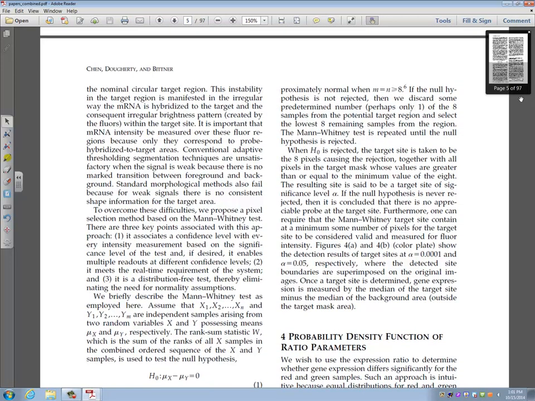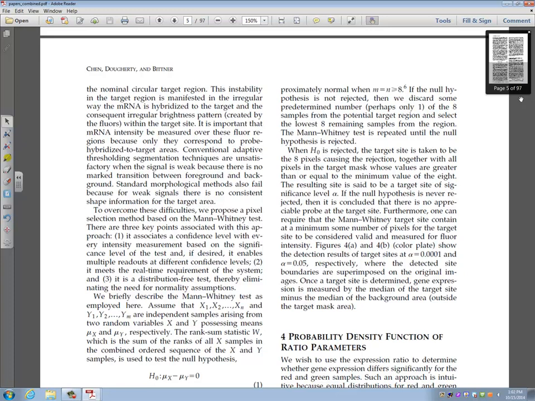Now, if the null hypothesis is not rejected, then we discard some predetermined number, perhaps only one, of the 8 samples from the potential target region and select the lowest 8 remaining samples from the region, and then repeat. The Mann-Whitney test is repeated until the null hypothesis is rejected. When the null hypothesis is rejected, the target site is taken to be the 8 pixels causing the rejection, together with all the pixels in the target mask whose values are greater than or equal to the minimum value of the 8. That's how you do the thresholding, and the resulting site is said to be a target site of significance level alpha.